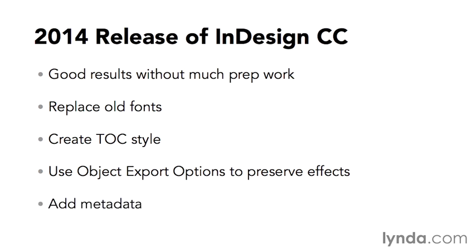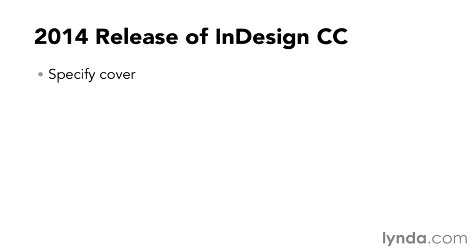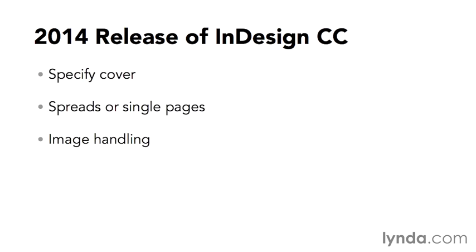You should also add metadata to your EPUB, which you can do in the File Info dialog box in InDesign or in the EPUB Export Options dialog box. Also in the Export dialog box, you'll find options for choosing a cover image and whether to use spreads or single pages in your EPUB. Plus, there are controls for image format, resolution and quality, and the ability to add additional CSS and JavaScript.